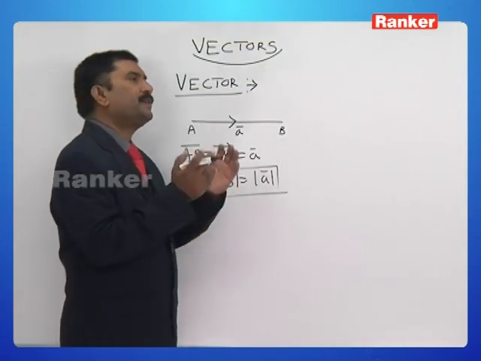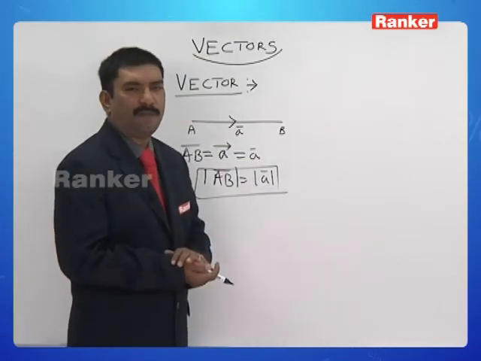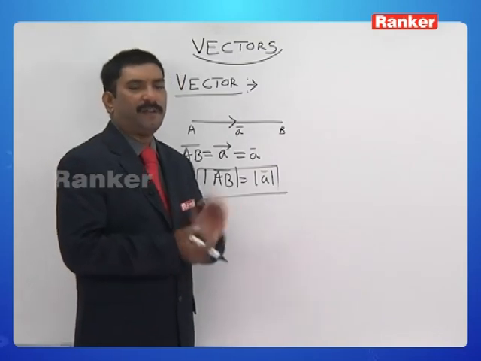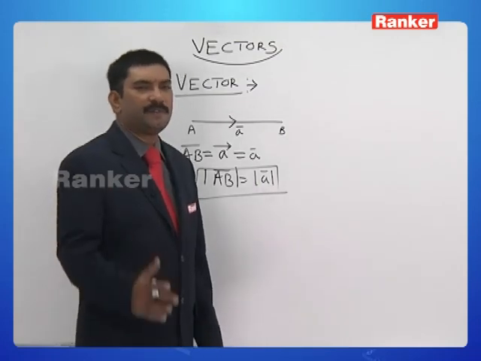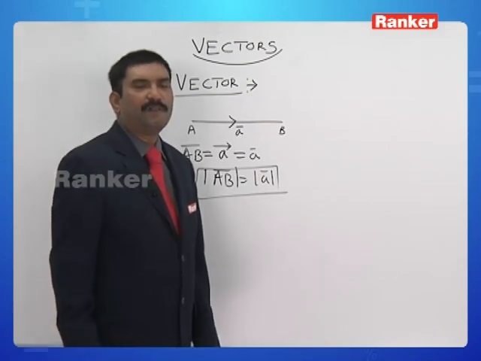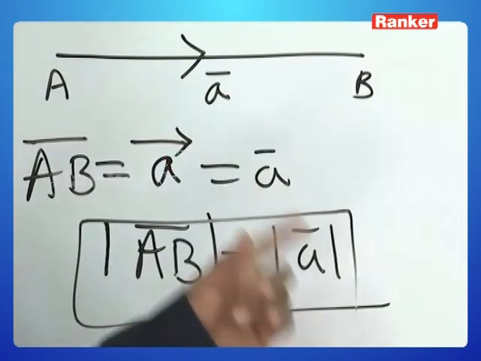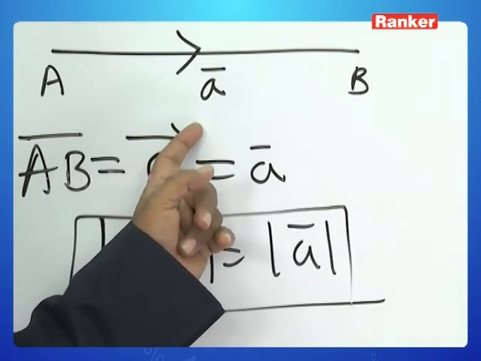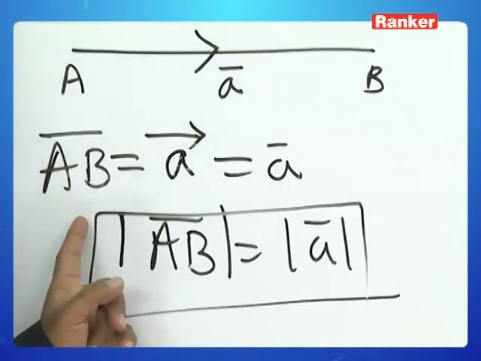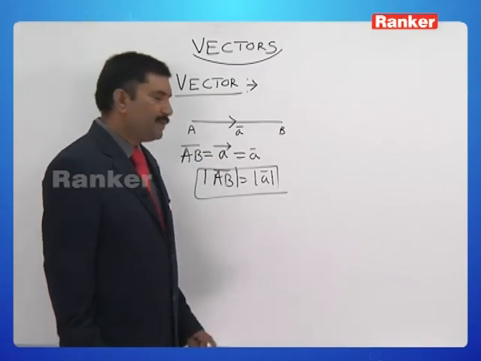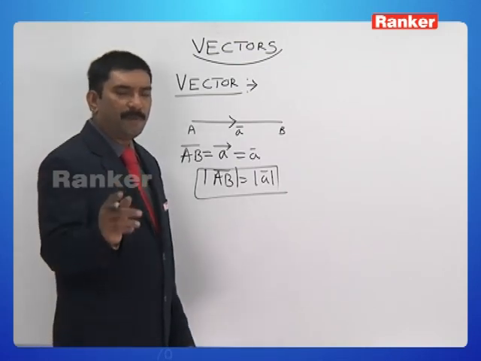What are examples of a vector? A vector is a physical quantity having both magnitude and direction. For example, force, velocity, acceleration, momentum, etc. come under vectors, which have both magnitude and direction. Hereafter, every vector is denoted by a directed line segment, AB bar equal to A bar, where A is the initial point and B is the terminal point. The modulus of AB bar is equal to the modulus of A bar.